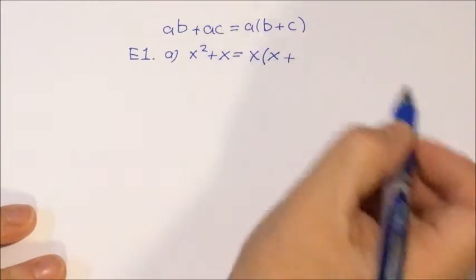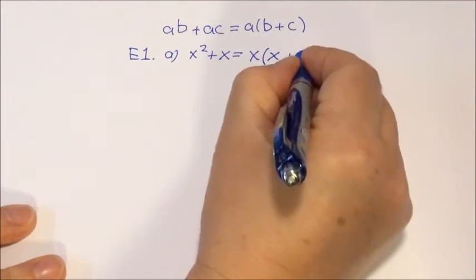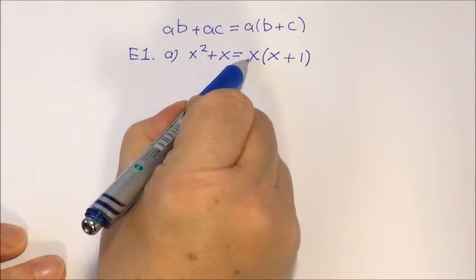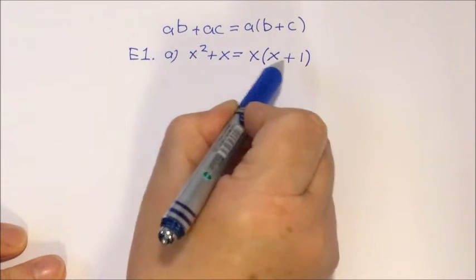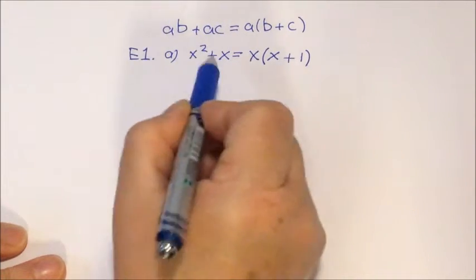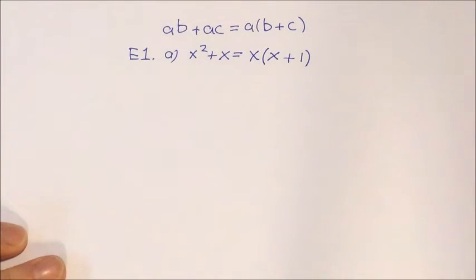and then we have plus, and this second term must be 1. Now x times x equals x squared, and then plus x times 1 equals x. So here is the factorization.